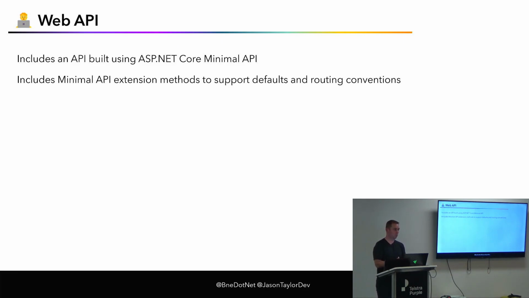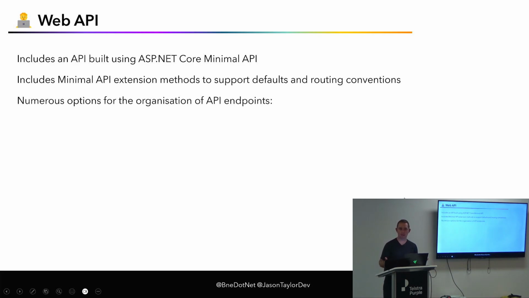Now, of course, I could have gone on and chosen something like FastEndpoints, but I really wanted to keep it simple. And for me, keeping it simple was using ASP.NET Core Minimal API and seeing if I could get it to work in a way that I really liked. Now, we have a lot of options for how we organize our API endpoints, right?